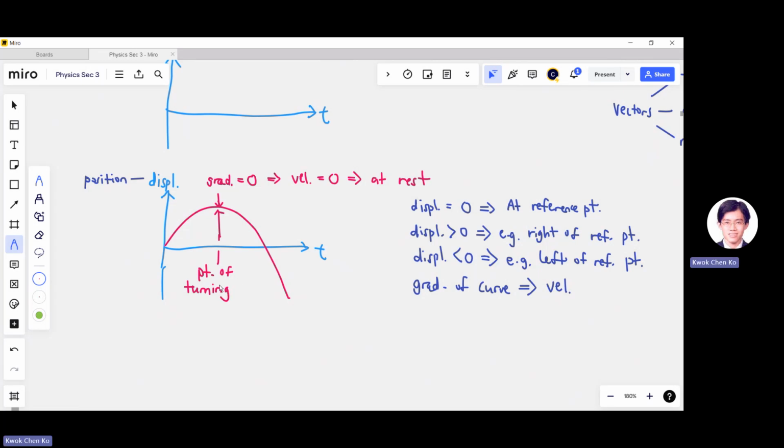How about this point? What does this point mean? Yes, back to the original point or back to the reference point. Okay, and then it goes past the reference point. Okay, I shall not dwell too much on this.